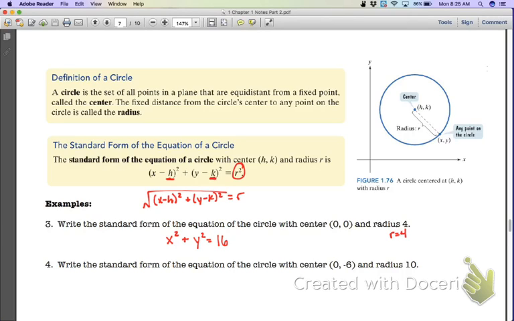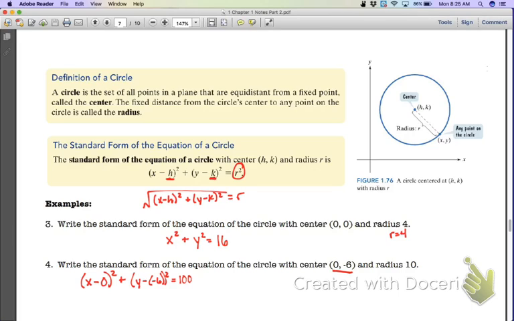Whereas then with 4, same thing, standard equation, your center is at 0, -6. So if I'm going to have x minus h, what's h? H is just 0, right? So if I have x minus 0 squared plus, now it's -6, so it's going to be y minus -6 squared equal to my radius squared. So what's my radius squared? 100, right?